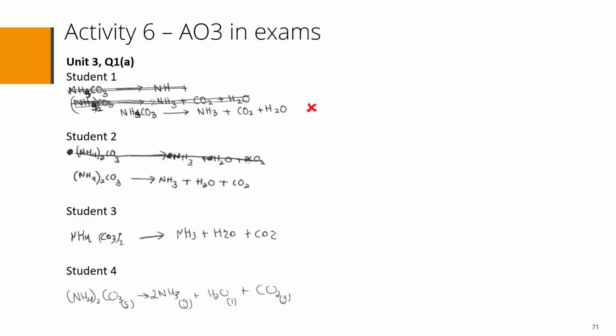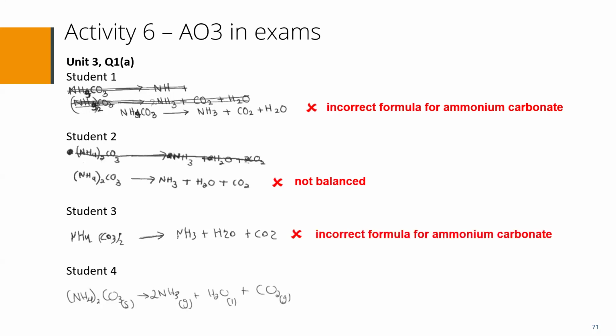Cross for the first one, of course, the formula of ammonium carbonate is incorrect. Cross for the second one, not balanced. Cross for the third one, formula of ammonium carbonate incorrect. And finally, a correct one. Good ones to show your students.